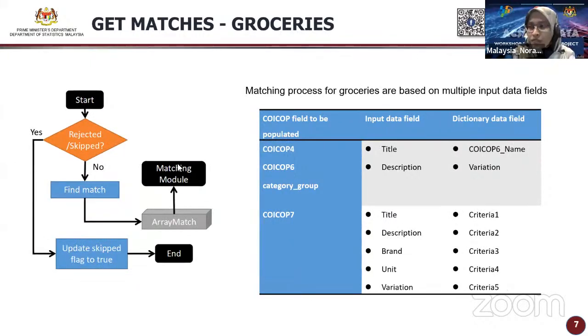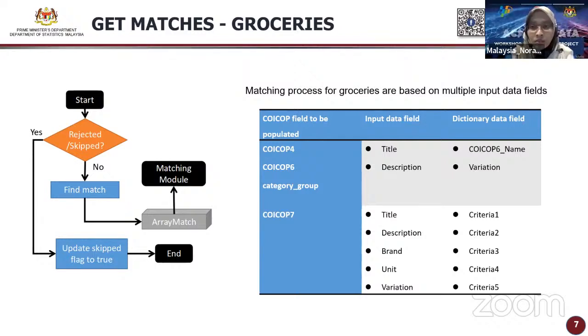And next is for get matches for groceries. This is the flow. First, the input data are fetched and ready to be processed, and then we go to rejected or skipped, where we filter out data that does not need to be processed, and then find match. We find based on the COICOP criteria. As for array match, same as the other flows, it is a temporary storage for matching results, and then if we reject, we just update the skip flag to true.